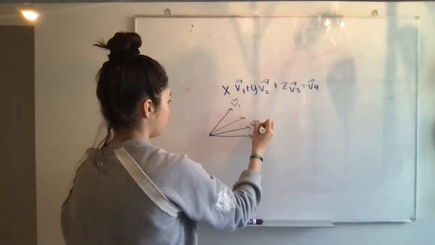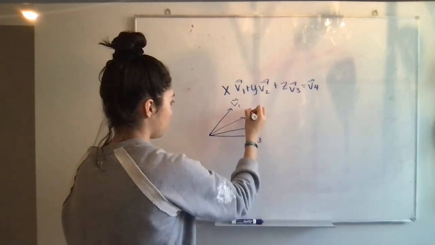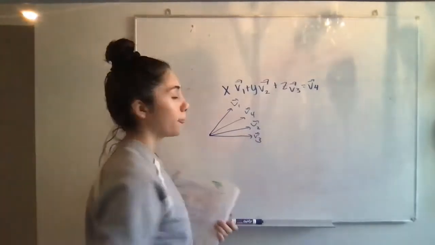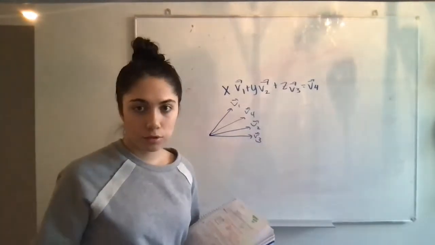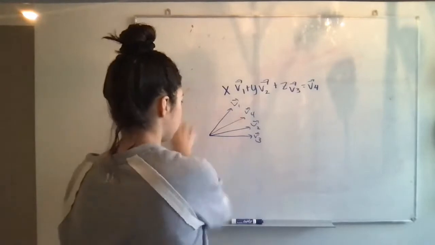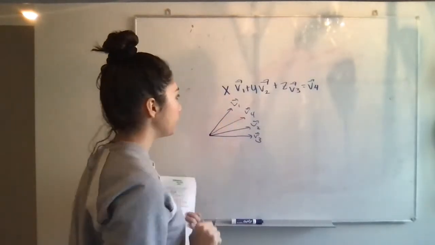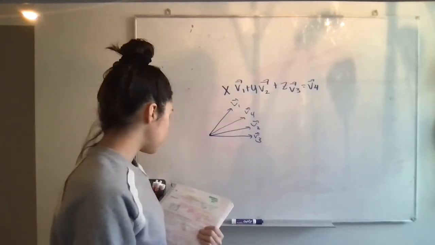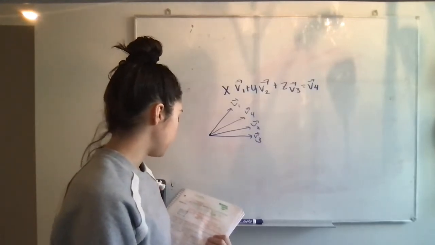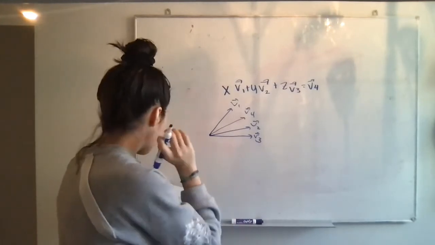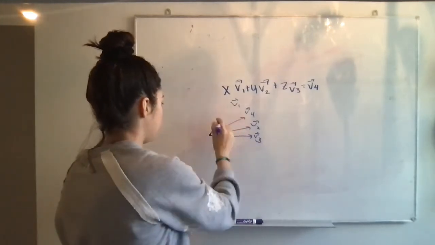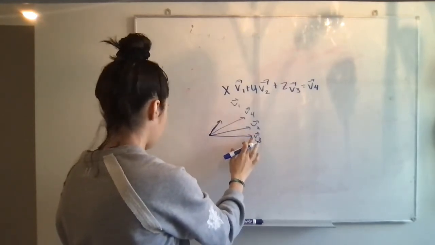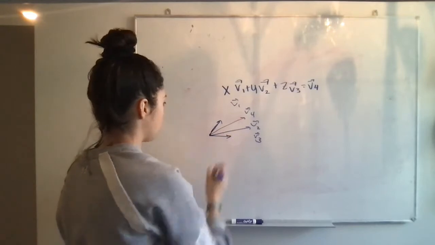V1, V2, V3, V4. So they want you to show geometrically at least two solutions of this equation. The way I went about doing this is I'm only going to show one, because I think once you get the idea, you get the idea. What I think worked best, and actually I drew this wrong, it should be shorter. Yes, and this one should also be shorter.